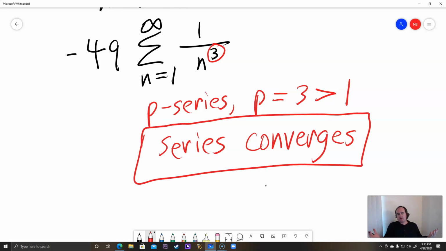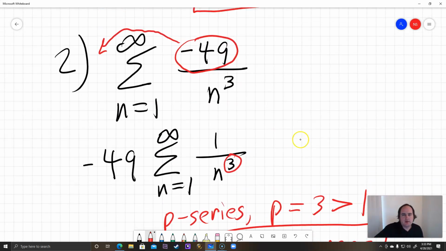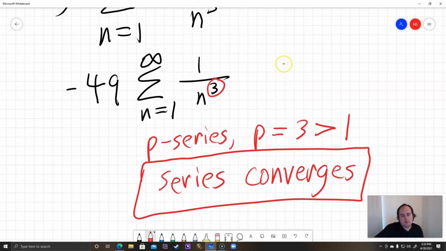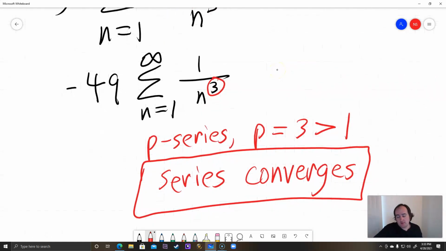And what about the -49? Well, any finite number times another finite number is going to mean the series still converges. So you multiply, say the series converges to 5, -49 times 5 is still a real number, so it still converges. Okay, so this constant out front isn't going to change anything. It's still going to converge. We don't know what it converges to. We don't know what the sum of the series is, but we do know that it converges because it's a p-series.